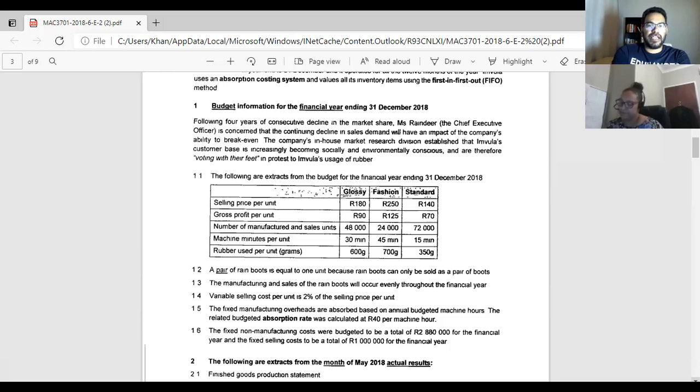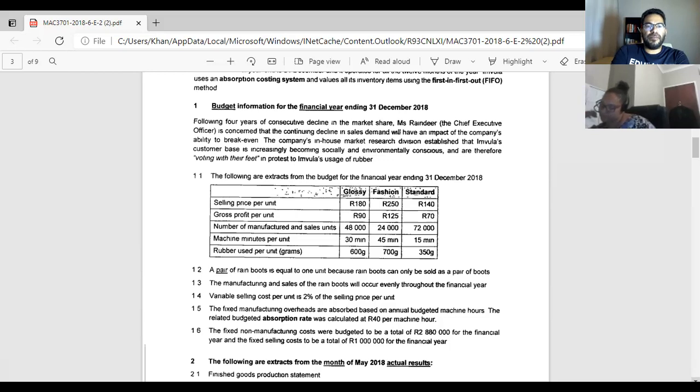Now we go reading the actual detail. They say following 4 years of consecutive decline in the market share, Ms. Reindeer, the chief executive officer, is concerned that the continuing decline in sales demand will have an impact on the company's ability to break even. The company's in-house market research division established that Imvula's customer base is increasingly becoming socially and environmentally conscious and are therefore voting with their feet in protest to Imvula's usage of rubber. Okay, just some kind of background information over there.